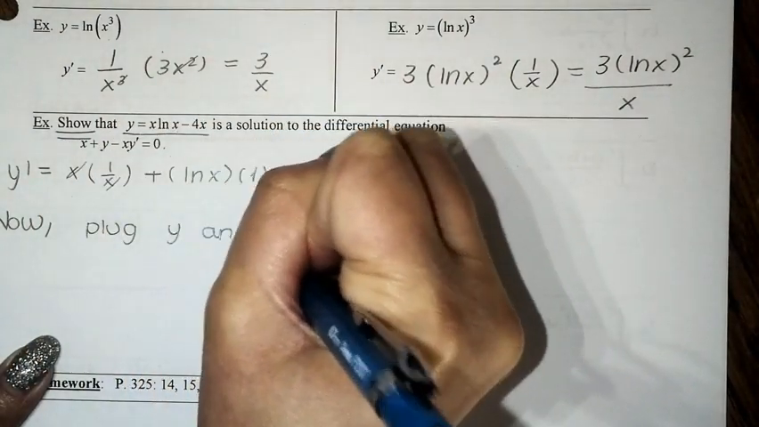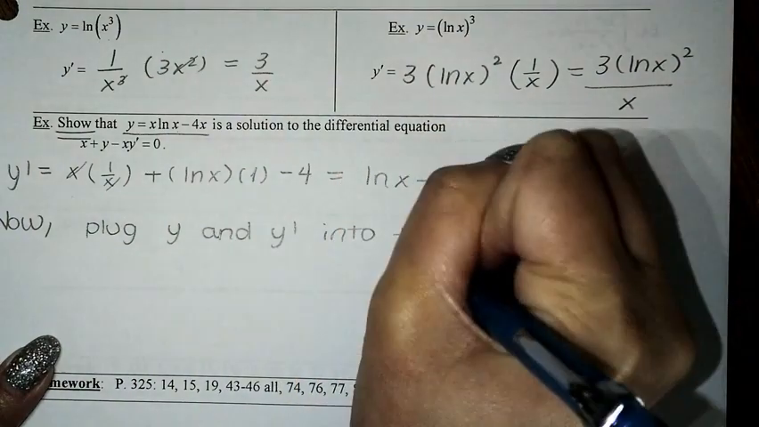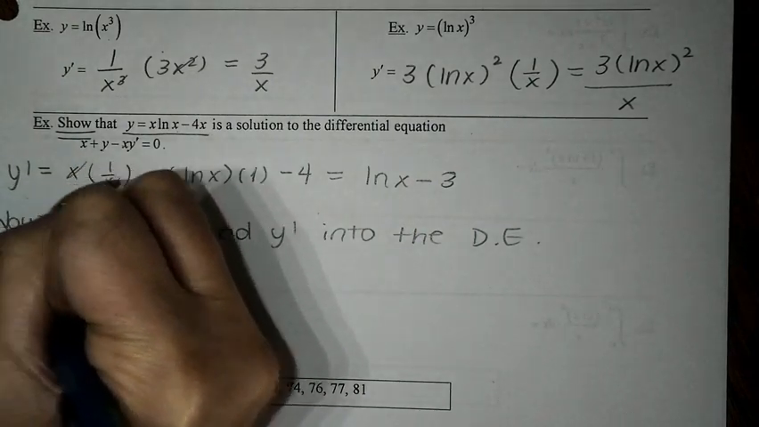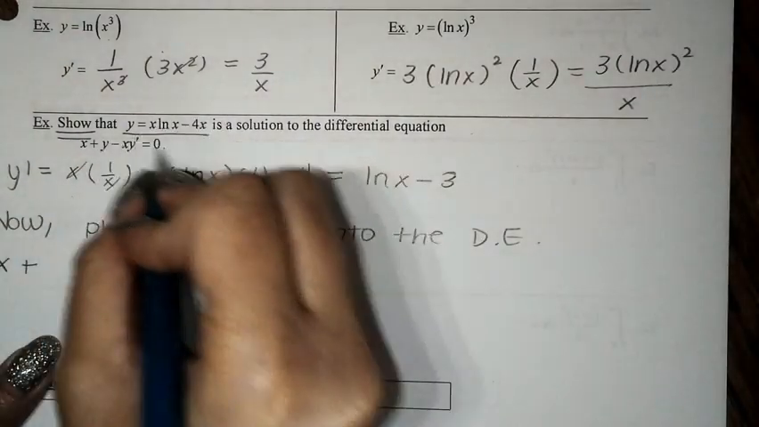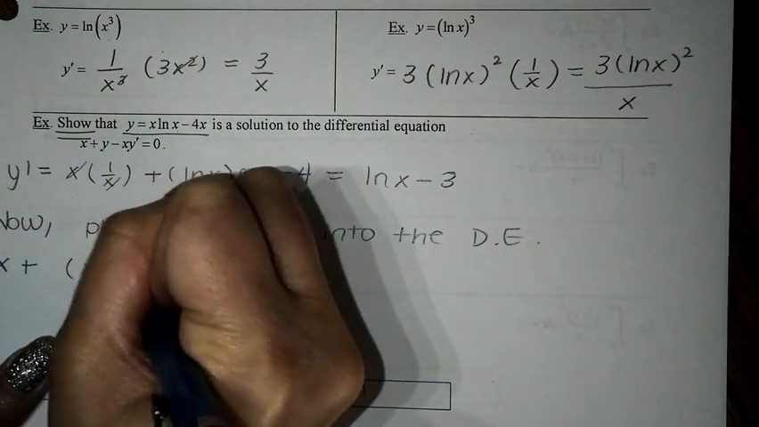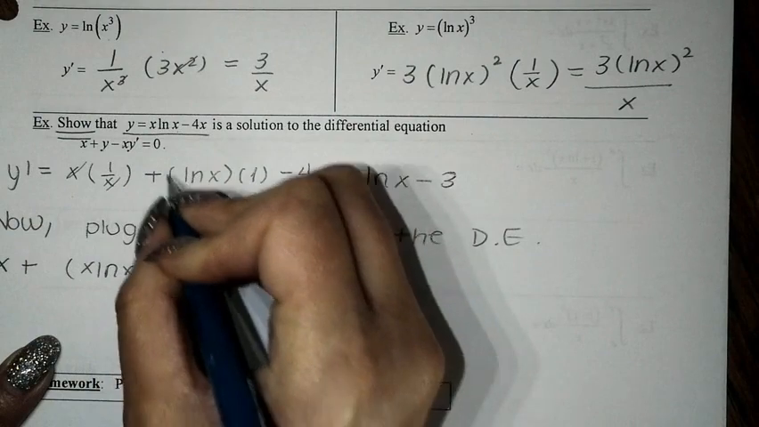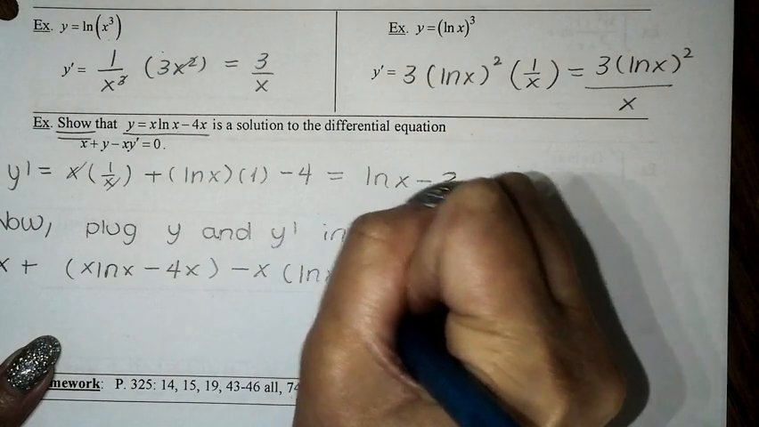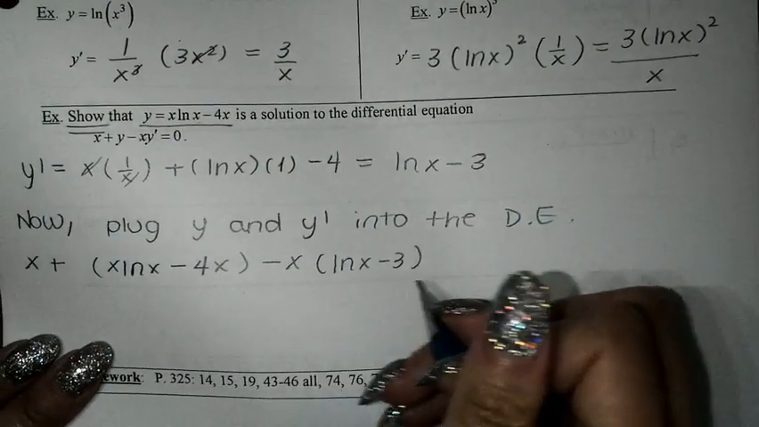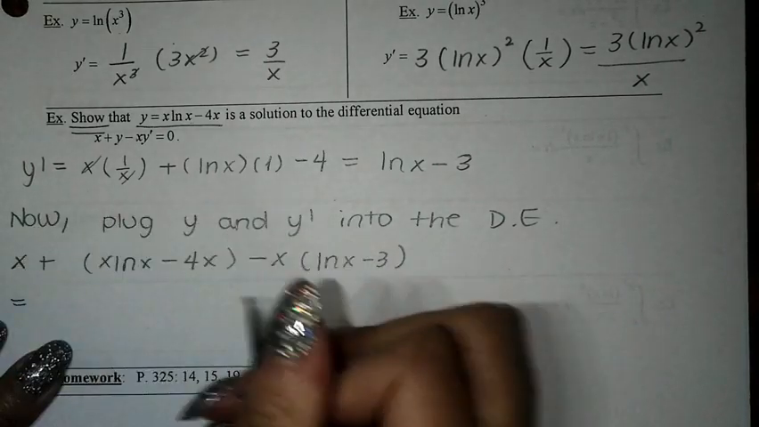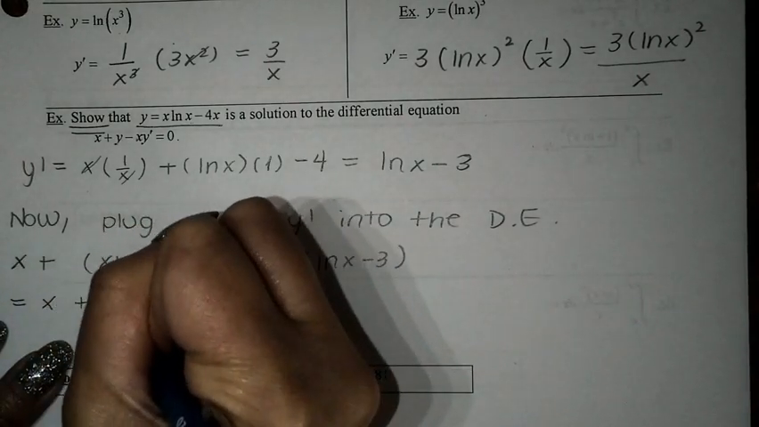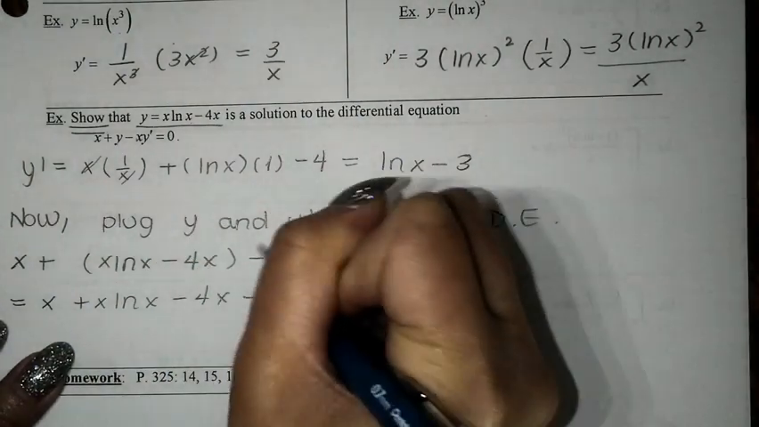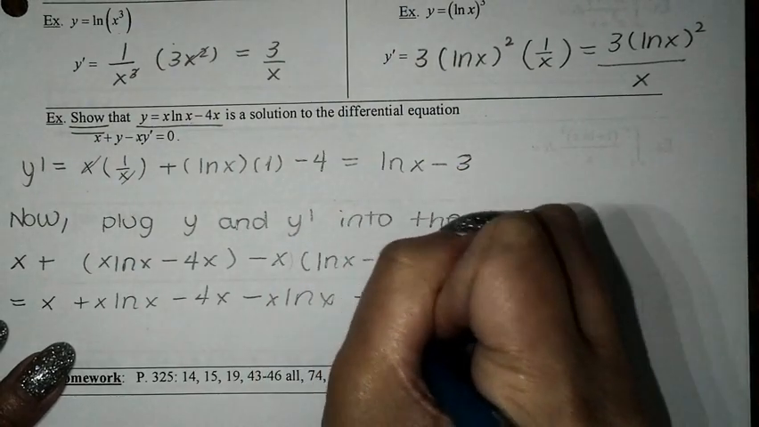So now let's plug the values that we have of y and y prime into the differential equation, this one. So you have x plus, and instead of y, you're going to plug this thing, x natural log of x minus 4x, and then you have minus x times y prime. The y prime is natural log of x minus 3. So computing all of this, we have that this is going to be x plus x natural log of x minus 4x minus x natural log of x, because I'm distributing this guy here and here, so plus 3x.